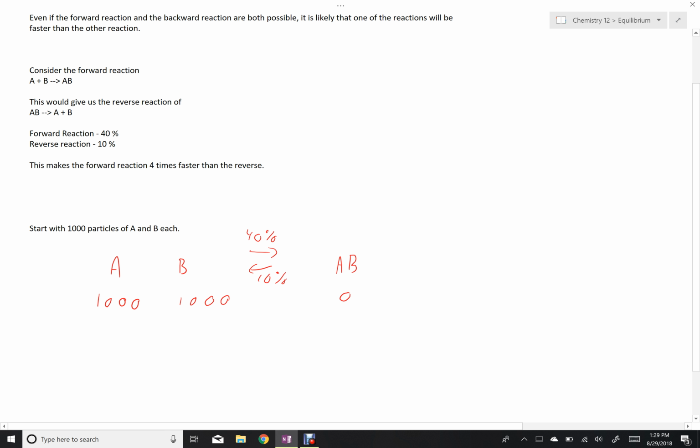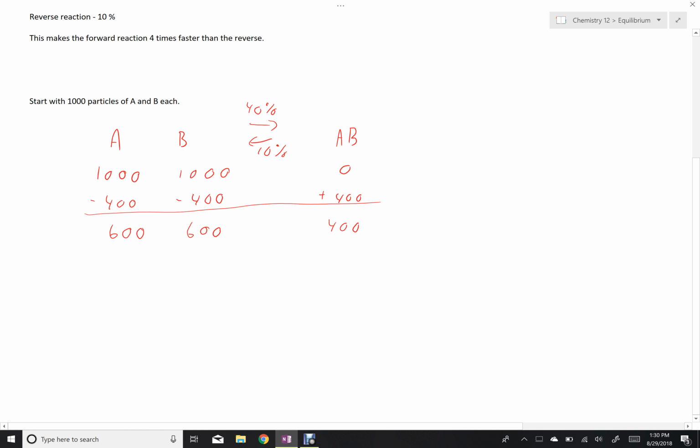Here, 40% of 1,000 is 400. So these are both going to go down by 400, and this isn't going to do anything because it's at a population of 0, so it'll just increase by 400. So that means I'll end up with 400 ABs and 600 remaining. And we could say that's after 1 instant or 1 second in time. And this is just going to continue.